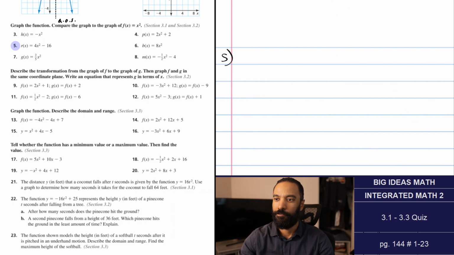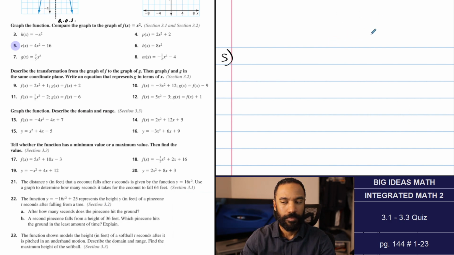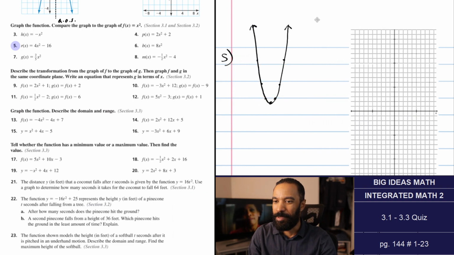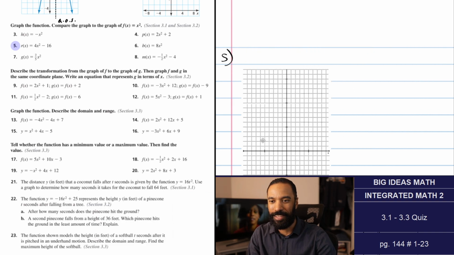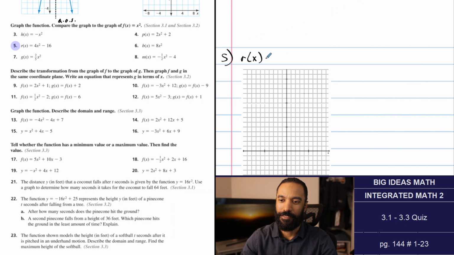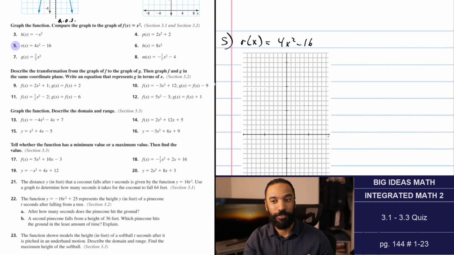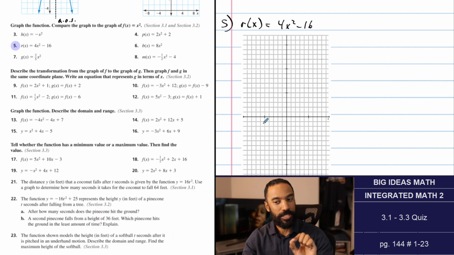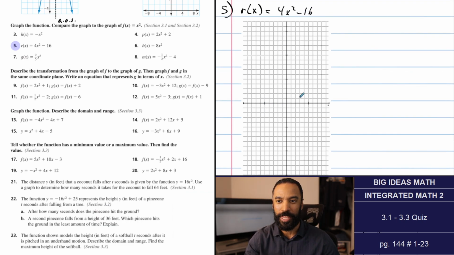So, number 5. Oh, I need the graph paper, though. Give me that. Get rid of that. Aha. Okay, number 5. R of x equals 4x squared minus 16. So good, this one actually will fit on my graph, and I learned my lesson. So I'm going to shift downward 16 units from the origin. Okay, I'm going to begin with that portion. So down 16 all the way down there.